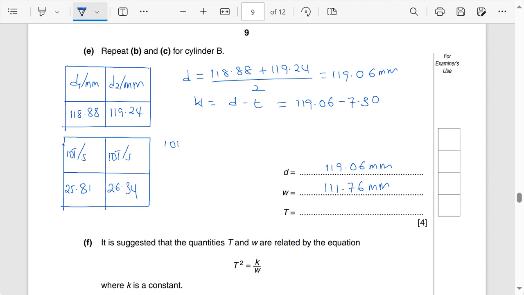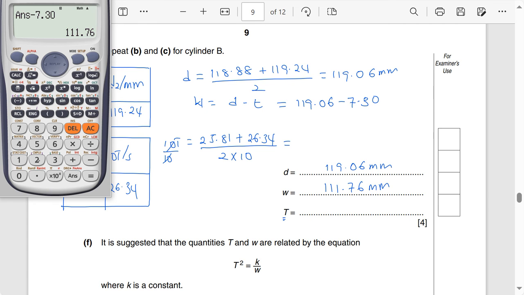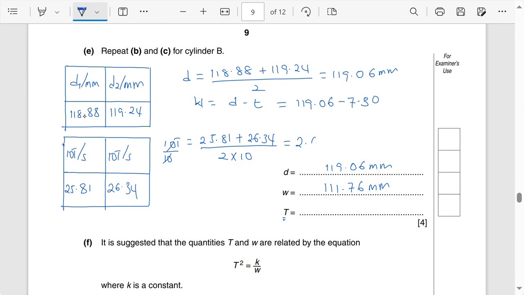So she found the time for one oscillation. First of all, the average for 10t would be 25.81 plus 26.34, then divide by 2. But because I want one oscillation, I divide by 10. So I divide by 10 on the other side also, so that I have the time for one cycle. So this is simply going to be 25.81 plus 26.34 divided by 20, which gives us 2.6075 seconds. To maintain the same accuracy, I'll just take 4 significant figures. So this will be 2.608 seconds. So that will be the value for T.